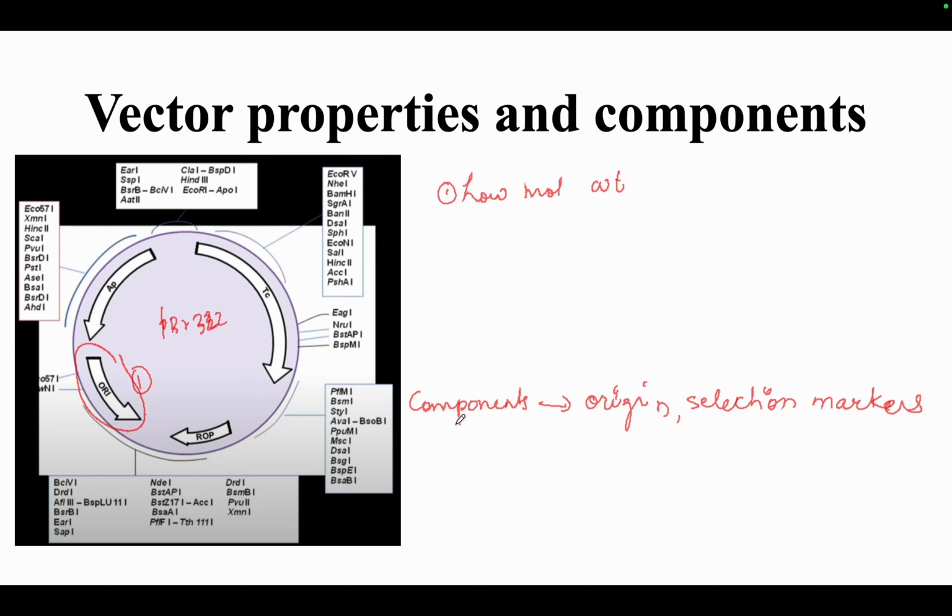Okay, and what are other components? For eukaryotic, we have promoters also. And then different other selection markers also for blue-white screening, if you guys know what is blue-white screening. So we have screening markers and we have selection markers also. Blue-white screening is for screening markers. Okay, it's different than selection markers.